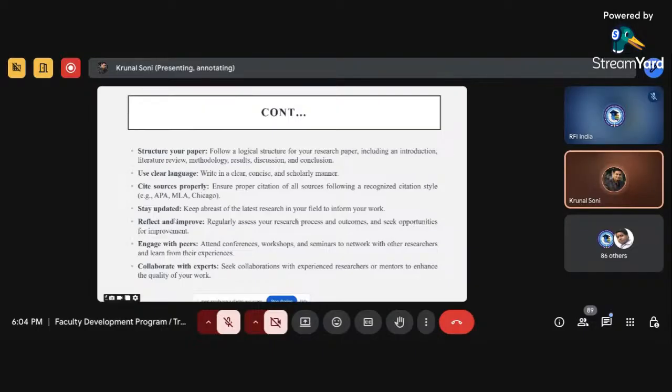Engage with peers. If you are going to conferences, workshops, or seminars, I always say in all my sessions that research is a networking activity. It should not be done alone, right? You can have collaborations with people of multiple dimensions, and interdisciplinary research is always advisable. It has greater validity and acceptability in the market, because every genre we cover has experts in that particular genre.